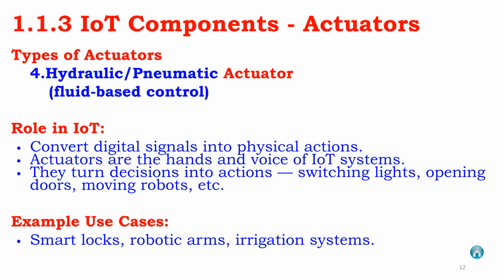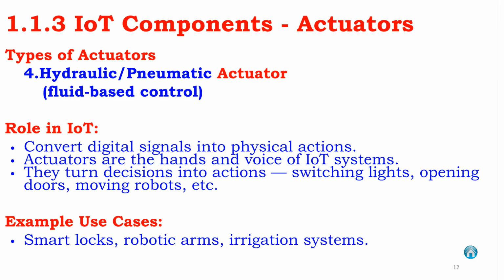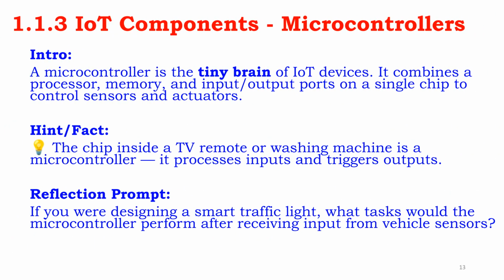One type of actuator is the hydraulic/pneumatic actuator, which uses fluid-based control. In IoT, actuators convert digital signals into physical actions, such as switching lights or moving robots. Use cases include smart locks and irrigation systems. A microcontroller is the tiny brain of IoT devices, combining a processor, memory, and I/O ports on a single chip to control sensors and actuators.